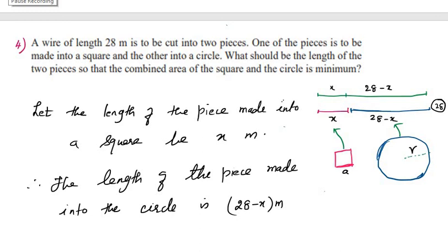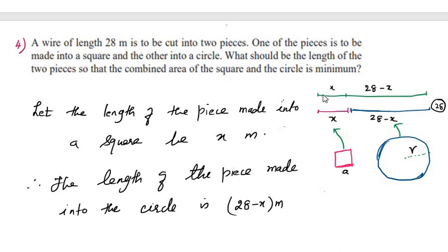Okay. Fourth question. See, a wire of length 28 meter is to be cut into two pieces. One of the pieces is to be made into a square and the other into a circle. What should be the length of the two pieces so that the combined area of the square and the circle is minimum? Okay. See here, see the diagram. I have made a wire of length what? 28 meter. It is made into what? Two pieces. Therefore, if I take one as x, automatically the other becomes what? 28 minus x, the remaining part.